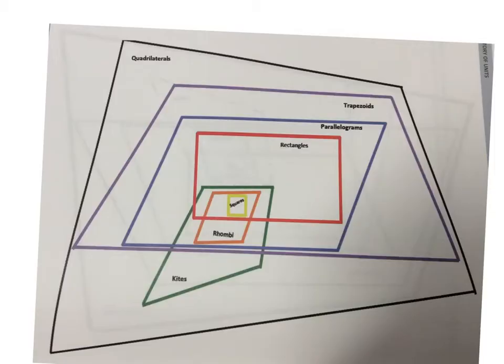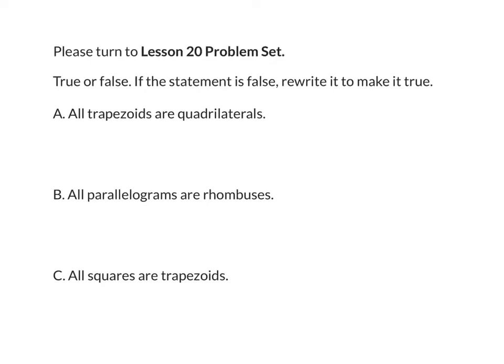Very good. Turn to your lesson 20 problem set. We're going to do this together. We have to write if the statement is true or false. If it is false, we are going to rewrite it to make it true. We can use our chart to help us. True or false? All trapezoids are quadrilaterals. True. Good. So we don't need to rewrite anything.